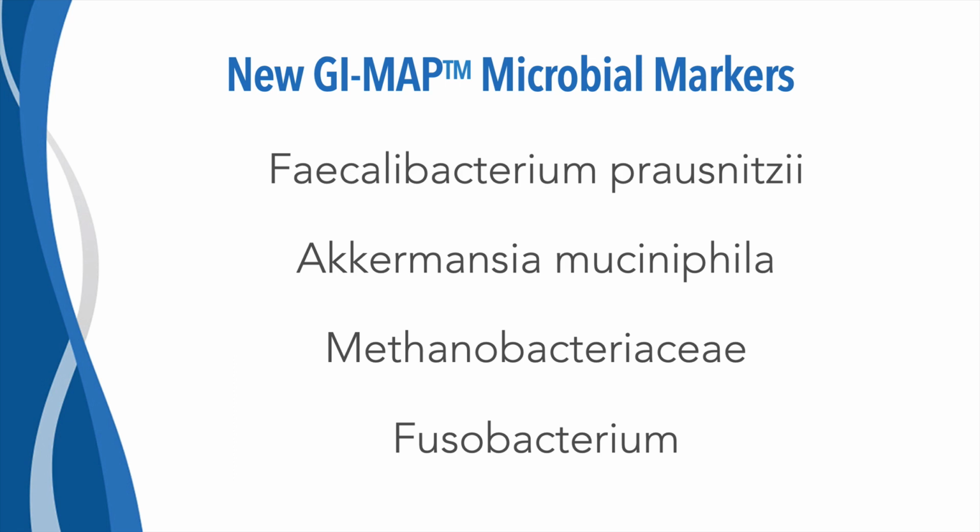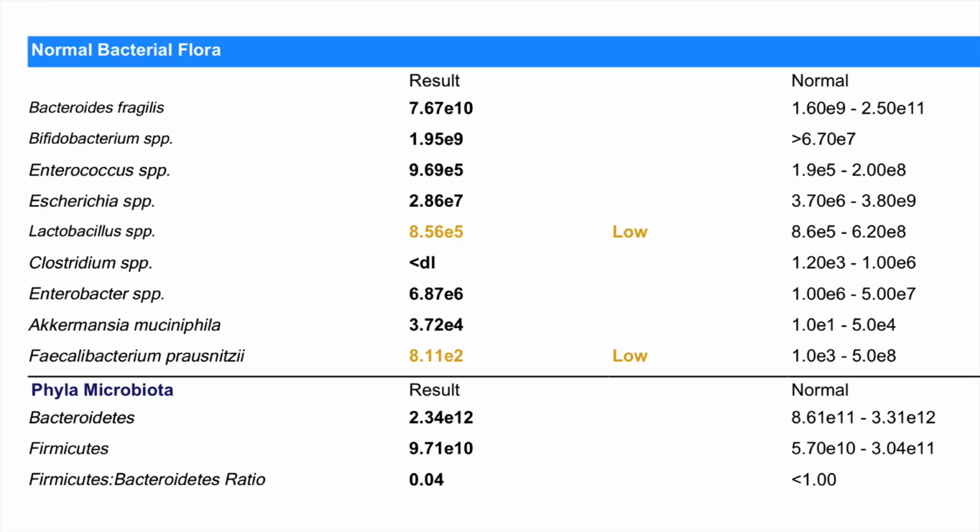So again, these are the 4 new microbial markers that have been added to GI map. In the rest of this video, I'm going to be talking about each of these individual markers and telling you a little about what's known in terms of their characteristics and their functions in the microbiome, how they are related to health and disease, and potentially what's known about modifying them in practice. So let's start off with the first marker, Fusobacterium prausnitzii, which has been added to the normal bacterial flora section.